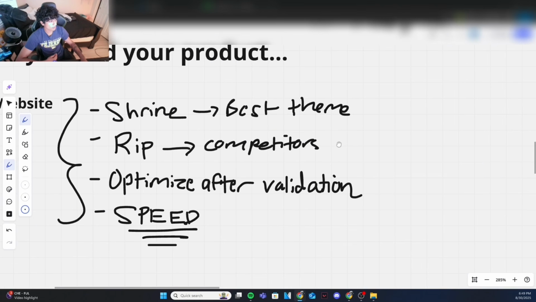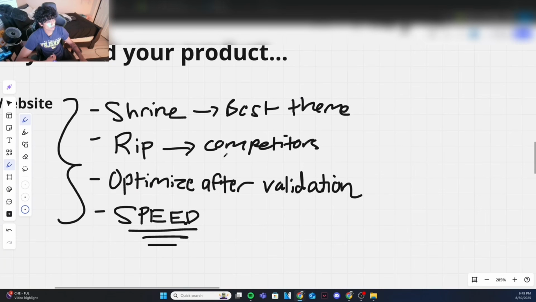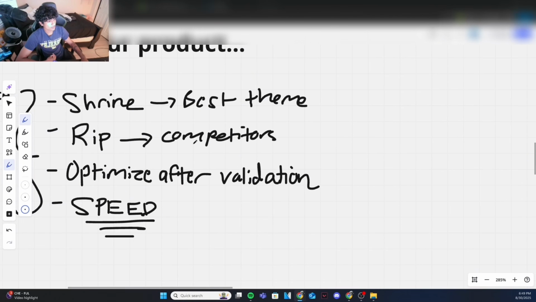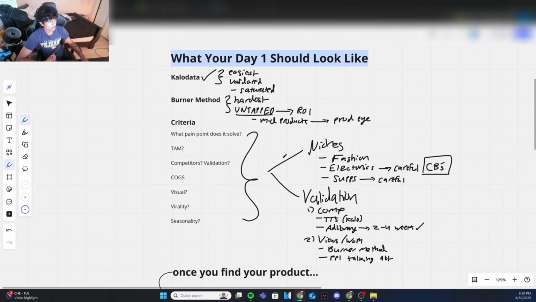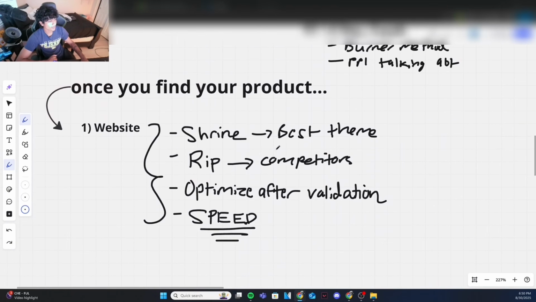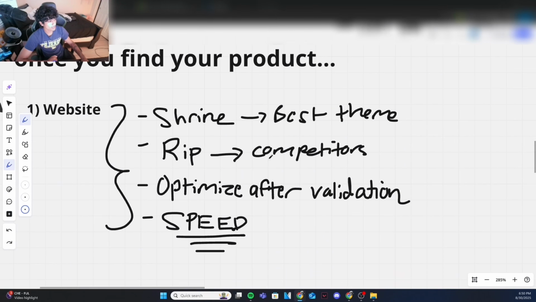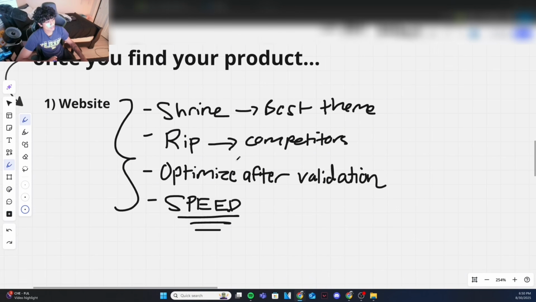You can use any website to do this, but this is a website I use. It's extract.pics. You just put the competitor's link in there, and it'll get all their pictures. The reason I do this is because everything is about speed, especially if you're doing stuff like calo data where it's super saturated. What I like to do is rip all the photos and use ChatGPT for all the copy and stuff, because I want to be quick.